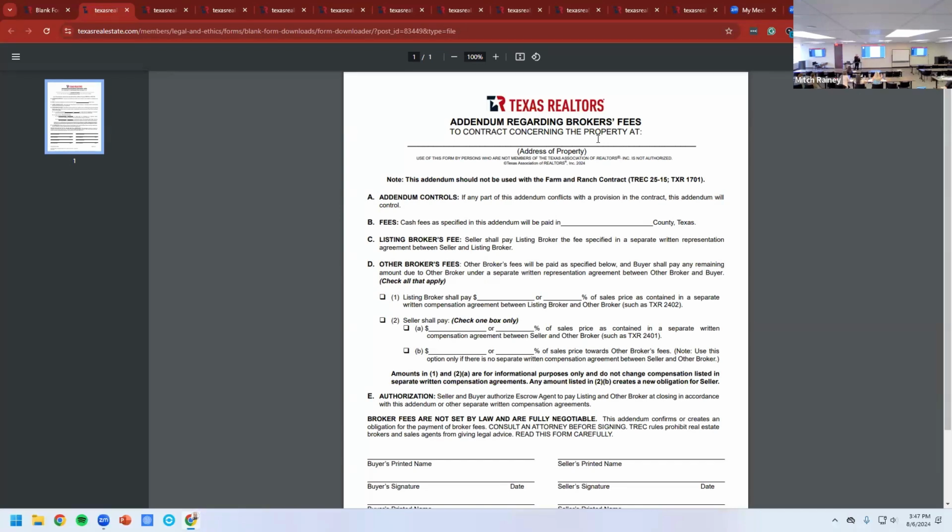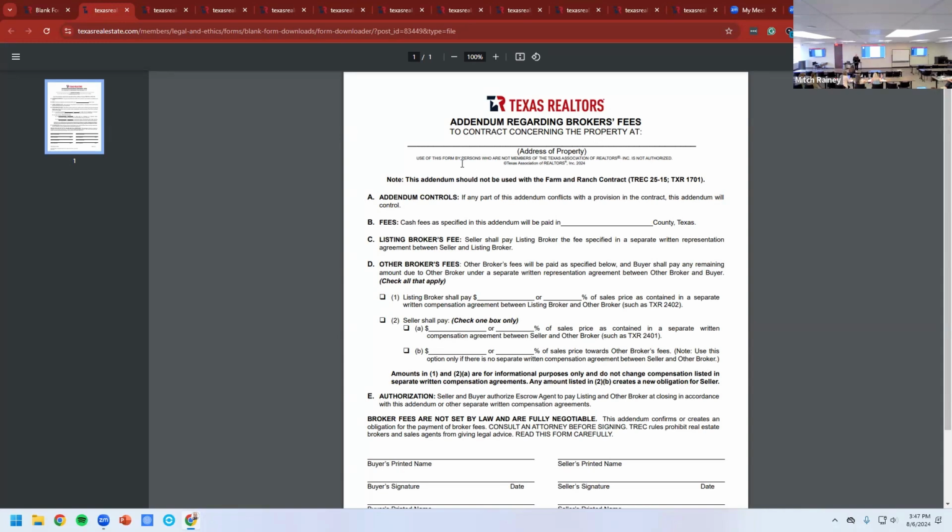All right, so we've got it in writing from broker to broker that they're offering to pay compensation to the other broker. Or we have it between the broker and the owner saying that they're gonna pay compensation. So this is gonna be added to the contract, so you're gonna have to add it in other in paragraph 22. This is the TXR 2406.